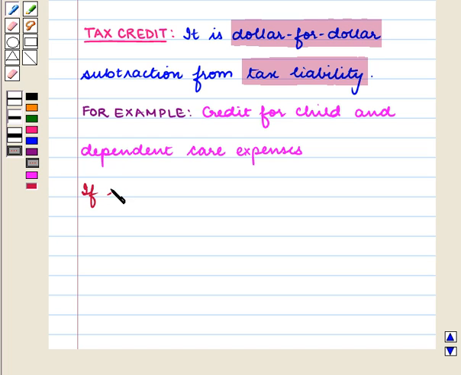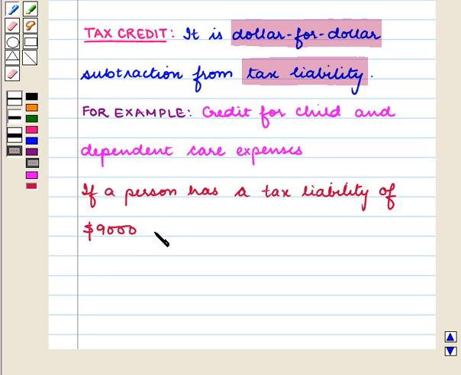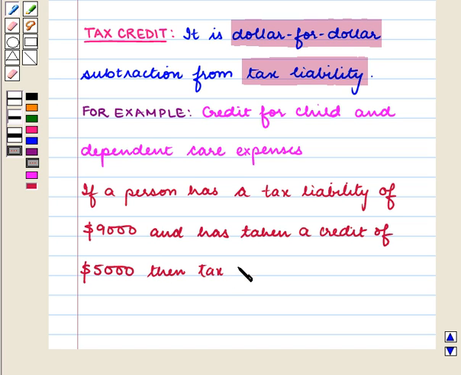If a person has a tax liability of $9,000 and has taken a credit of $5,000, then tax due is $9,000 minus $5,000 is equal to $4,000.